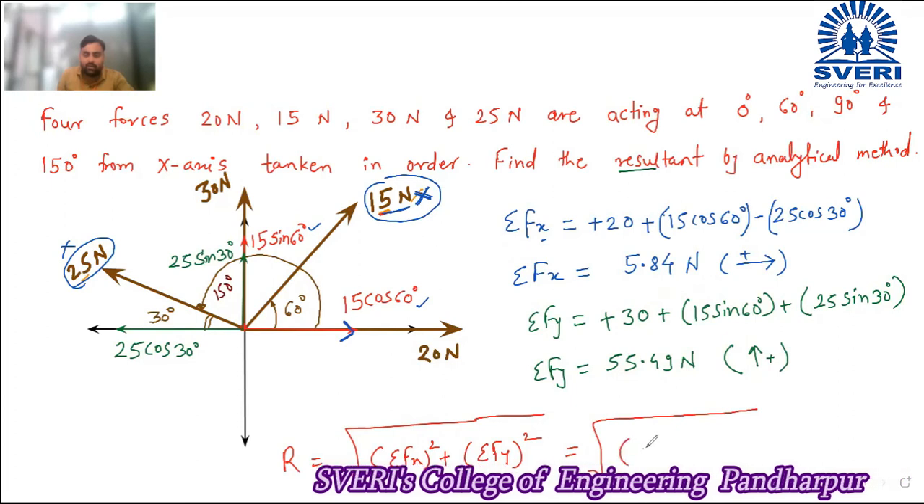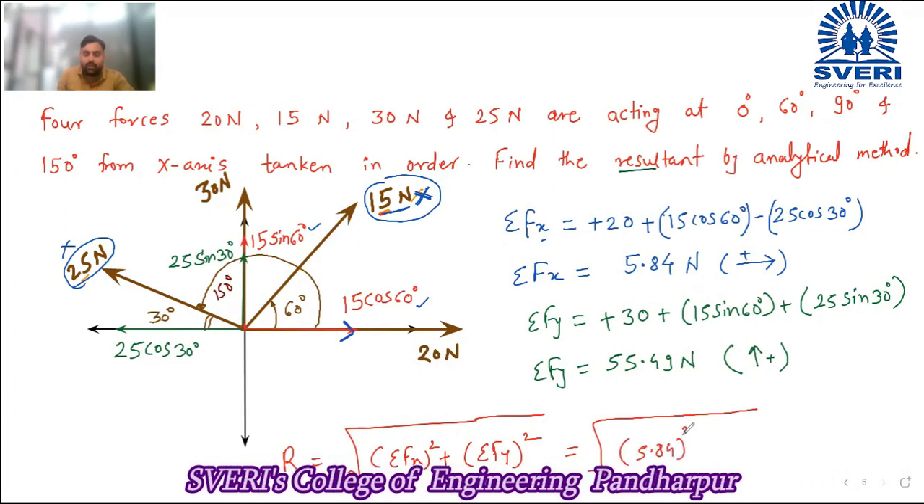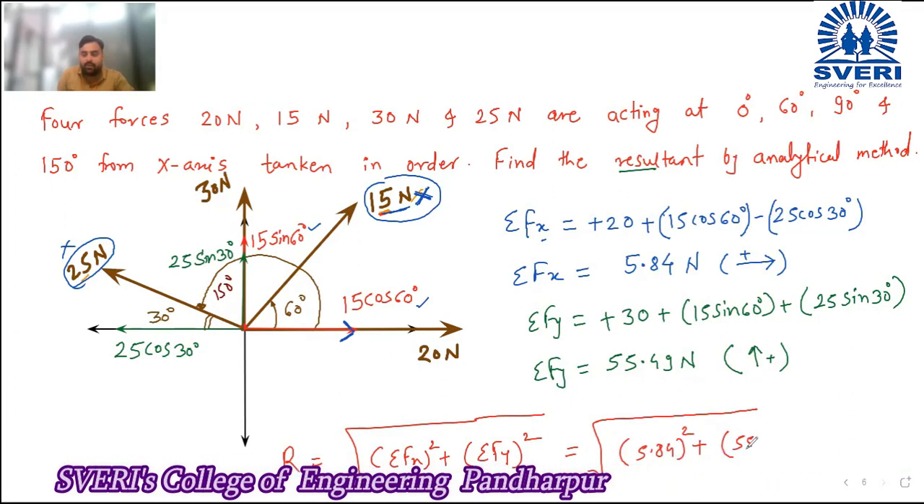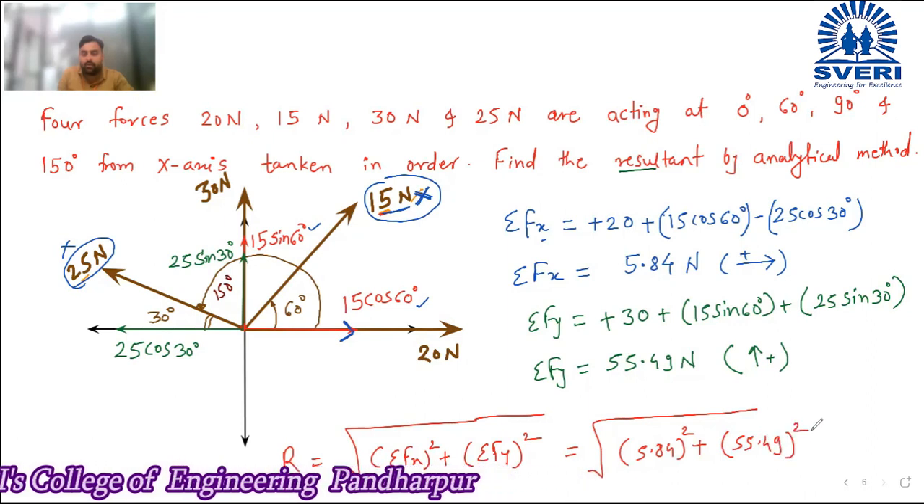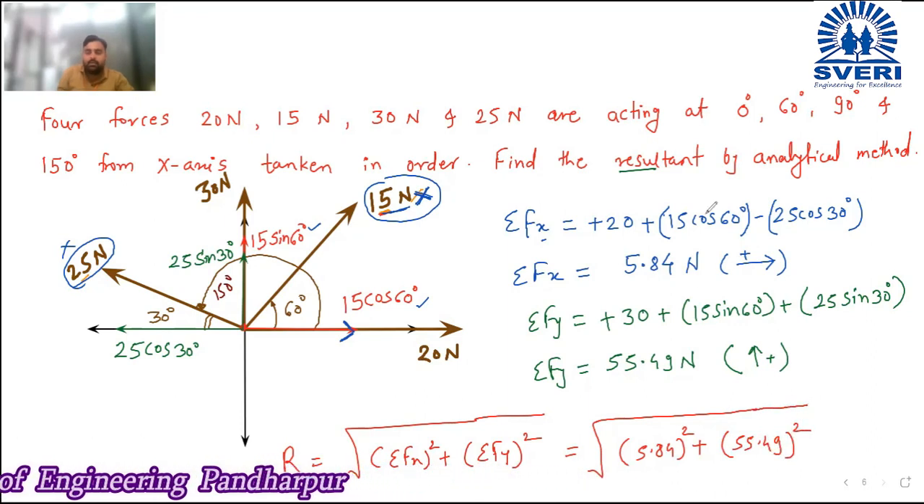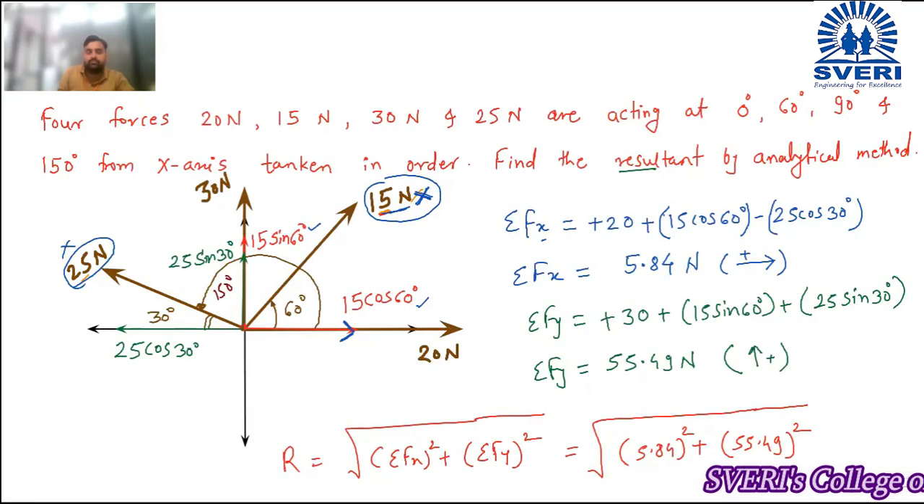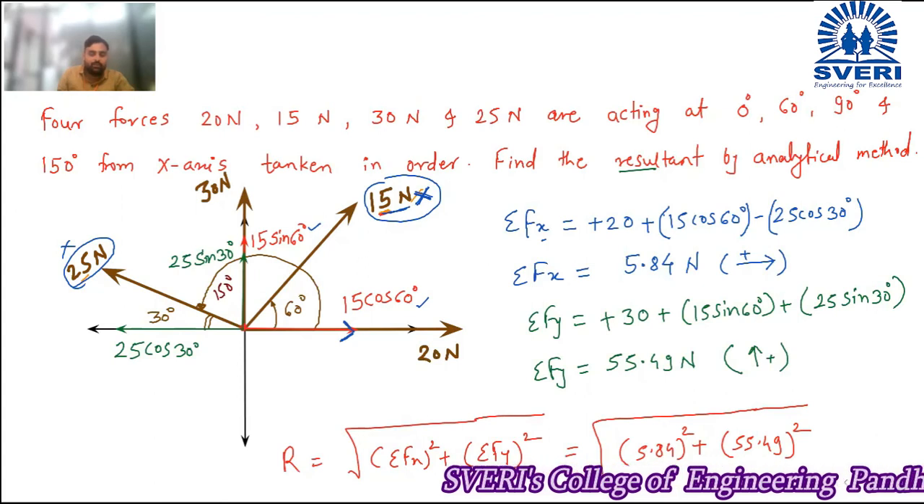So here it is 5.84 square plus 55.49 square. If you solve, you will get the value of the resultant. So R is equal to, let me know the value.